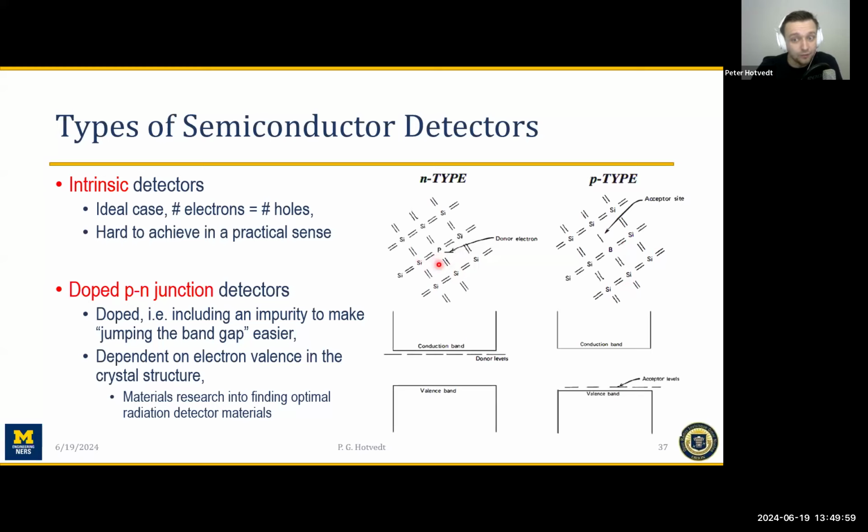Versus if you have a group 5 element like phosphorus, you might have a donor electron, so it can provide an electron somewhere else. These are known as p-type and n-type semiconductor detectors. There are also intrinsic detectors that are intrinsically semiconducting. However, these are hard to achieve in a practical sense. They are possible. It's just they cost a lot to make, and any imprecisions or any issues in the detector yield poor results. So we want to keep that in mind.